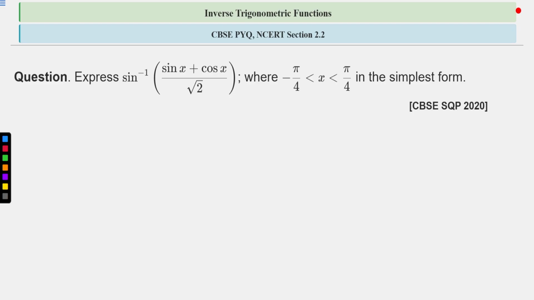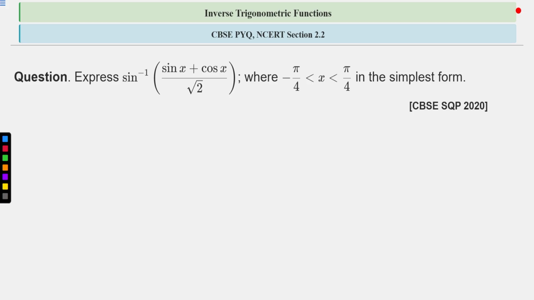Our next question is, express sin inverse of (sin x plus cos x) upon root 2, where x is between minus pi by 4 to pi by 4, in the simplest form, right? We have to express the given expression sin inverse of (sin x plus cos x) upon root 2 in the simplest form. Clear?